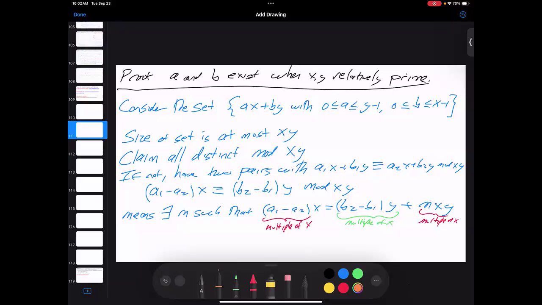Okay, so we know the left-hand side is clearly a multiple of x because it's multiplying by x. We know mxy is a multiple of x because we've got a factor of x. So if x divides this and x divides this, it has to divide their difference. If I take two multiples of x and subtract them, it's still a multiple of x. 7x minus 5x is 2x. 13x minus 3x is 10x. So if I just move this over to the other side, I would have everything on the left as a multiple of x. So this must be a multiple of x.